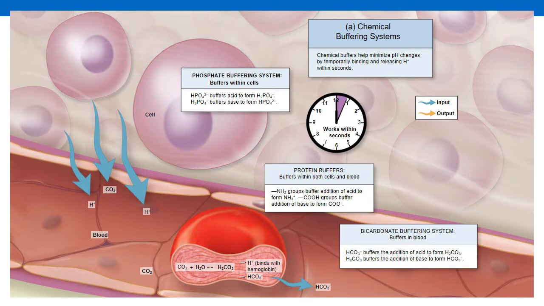This shows a couple of the common chemical buffering systems. Within your cells, we use phosphate buffers. In cells, tissues, and blood, you can find protein buffers, and in the blood itself, you tend to find the primary buffer is the bicarbonate system.